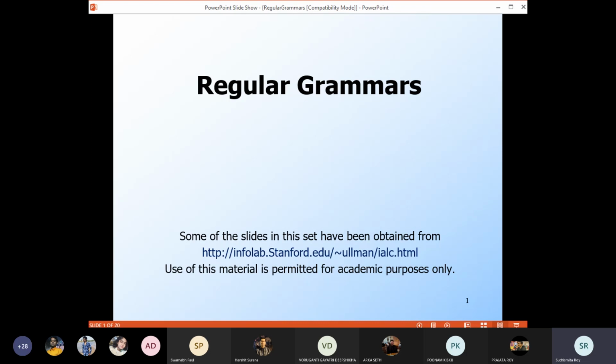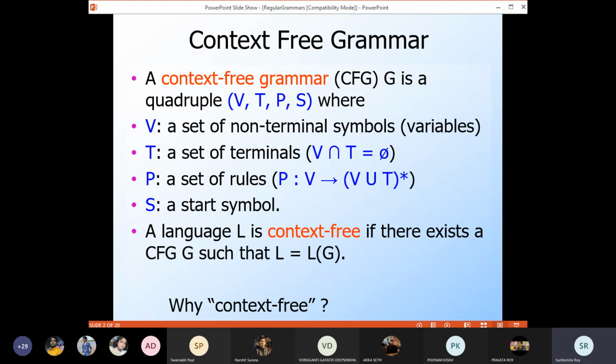Okay, so we'll start from that point, but please remember, we are essentially taking a step back into regular languages, which is the first, you can say, type of language that we encountered. Okay, so let's look at regular grammars. Of course, since we are stepping back from context-free grammars, let's first take a quick look at how context-free grammars are defined.